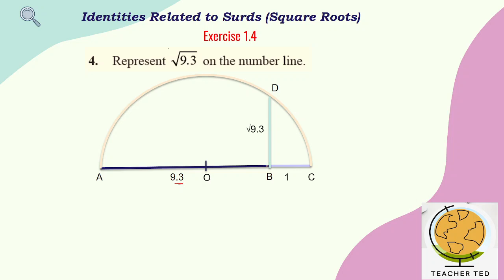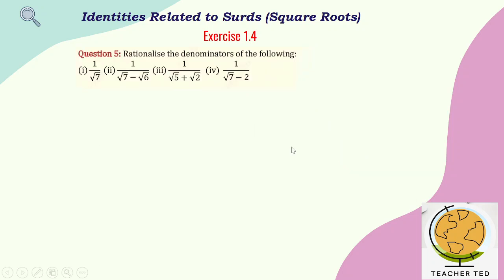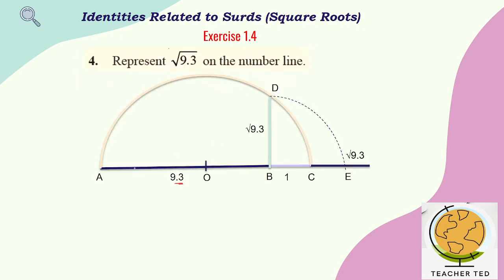But to represent root 9.3 on a number line, extend C to some extent and draw a semicircle from B as a center, with BD as a radius, which cuts the number line at E. So this value gives root 9.3. So there are 5 steps here. You should remember: from A to B, the given value, add 1 unit, that is A to C.